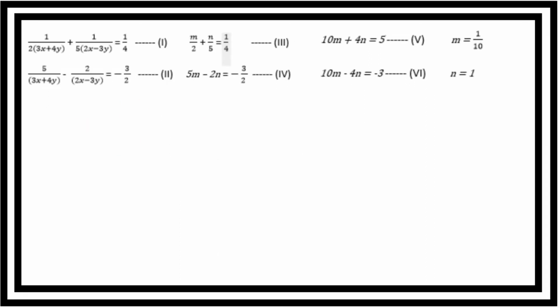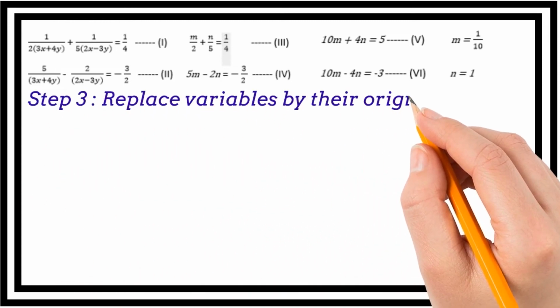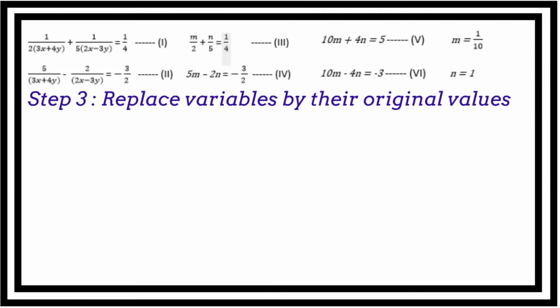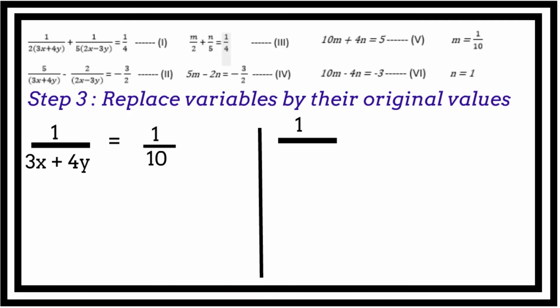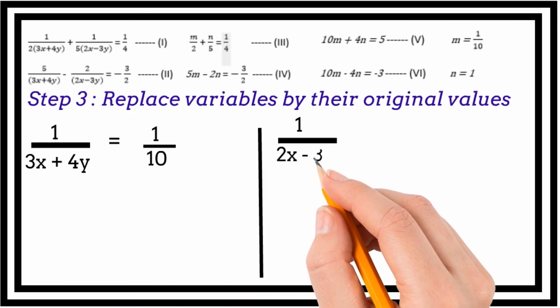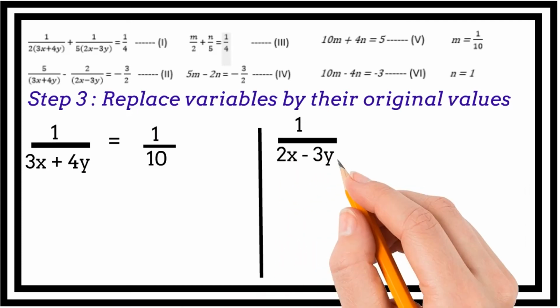Since in step 2 we got the values of variables m and n, in step 3 we will replace those variables by their original values. So initially we have considered 1 upon 3x plus 4y is equal to m. So we will put the value of m here. We will get 1 upon 3x plus 4y is equal to 1 by 10, and 1 upon 2x minus 3y, which was equal to n, will be replaced by 1 upon 2x minus 3y equal to 1.